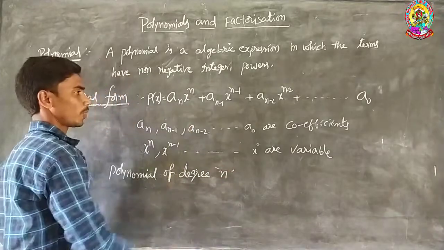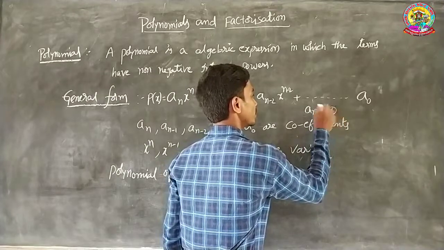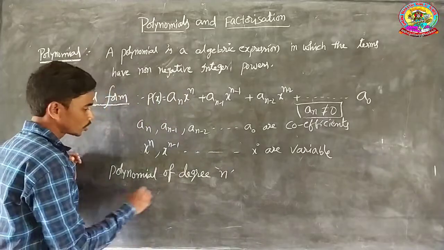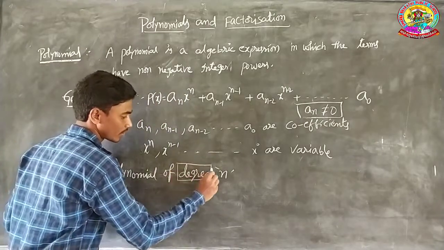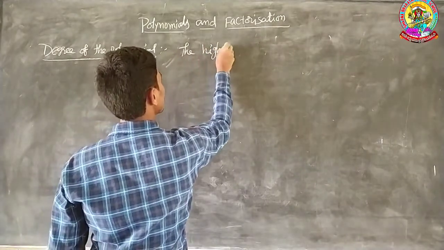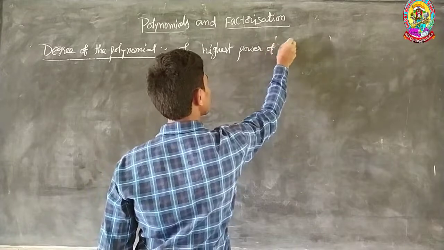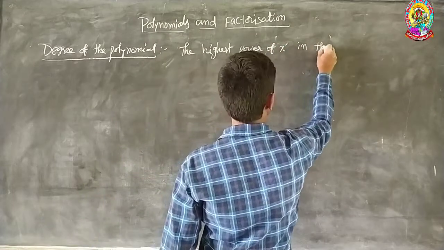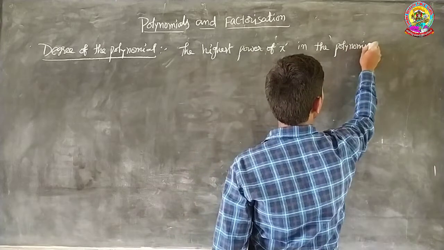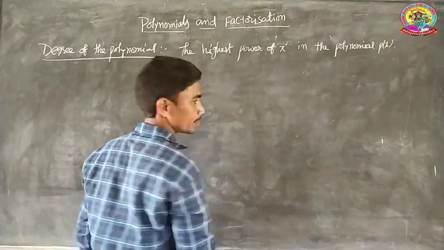An nth degree polynomial must satisfy the condition that an is not equal to 0. Here I used the word degree. What is meant by degree? The highest power of x in the polynomial p of x is called the degree of the polynomial.